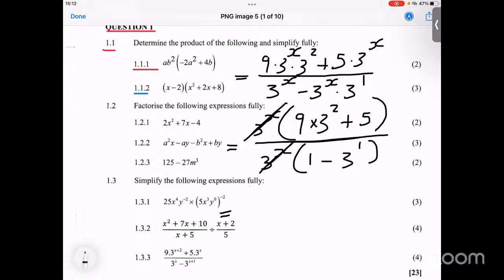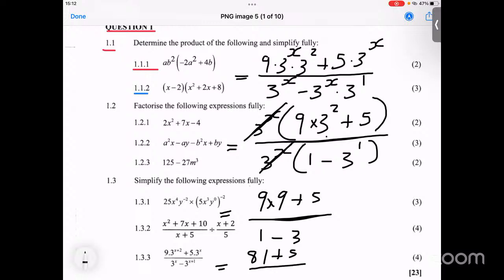Then you can say, okay, at the top we are remaining with 9, what is 3 squared? Definitely that is 9. That you'll have to add to 5. Then here you will have 1, which minuses the 3. So what is 9 times 9? What is that? Is it not 81? I think it's 81. So that means you will therefore be having that 81, that you'll have to add to 5, and then divide.